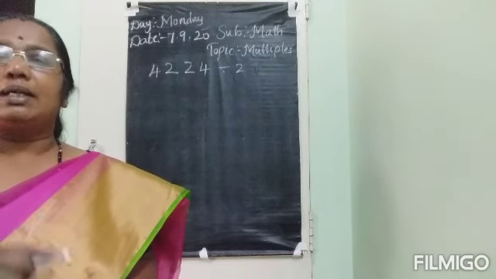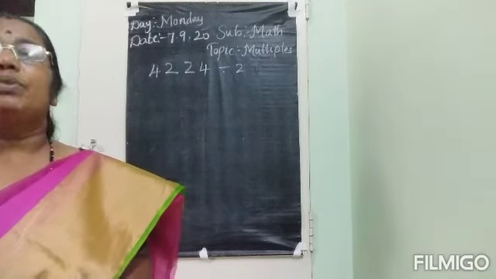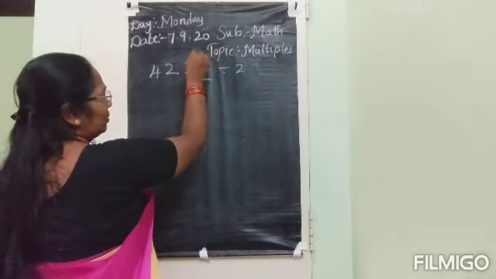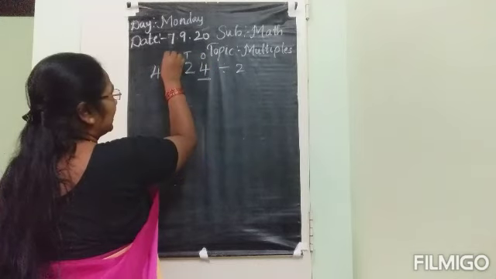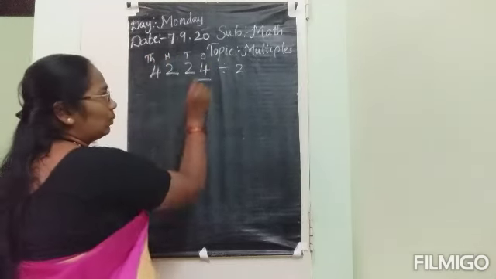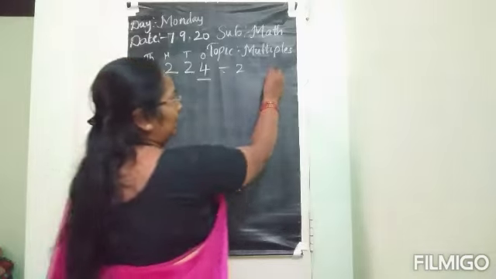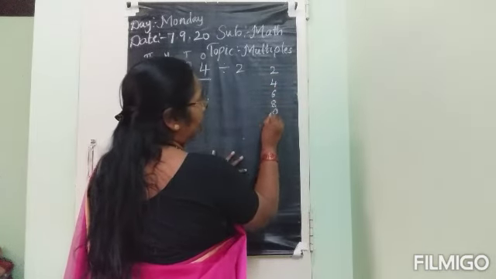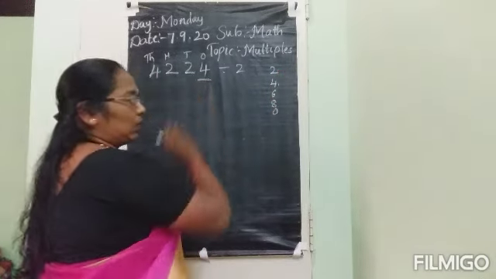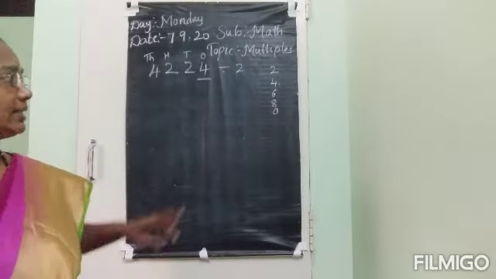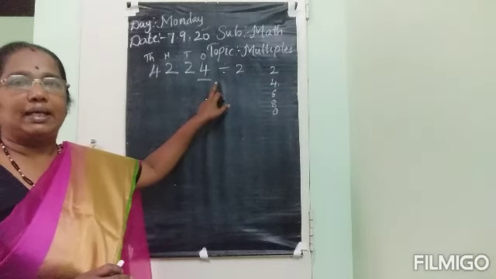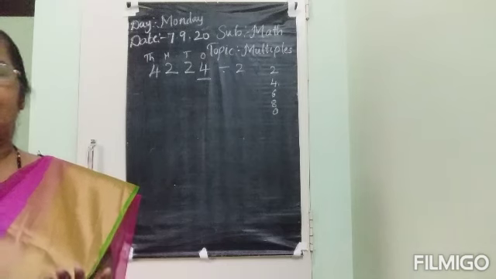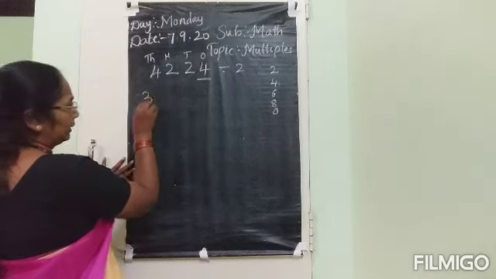So what is the easy method for this? See the ones place. This is the ones place, of course. This is ones, tens, hundreds and thousands. If you have 2, 4, 6, 8 or 0, any of these numbers, in the ones place, then you can say it is divisible by 2. So now I can say this is of course divisible by 2.